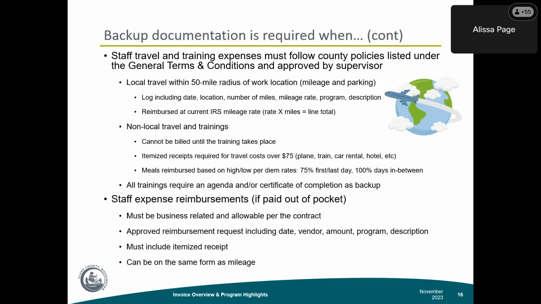That's correct. And the itemized receipts, if the meals are in local travel, is when itemized receipts would be required for a business purpose. Out of the area, outside the 50-mile radius, is when per diem kicks in, and that's 75% the first and last day, 100% of the rate the days in between.